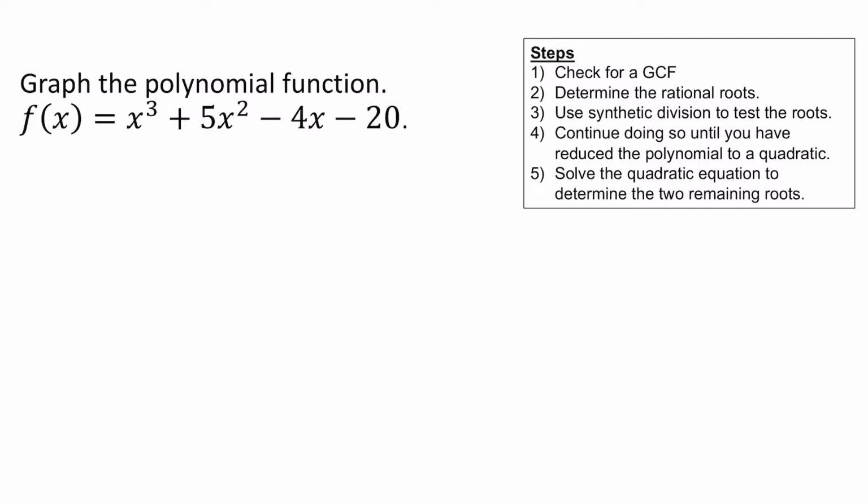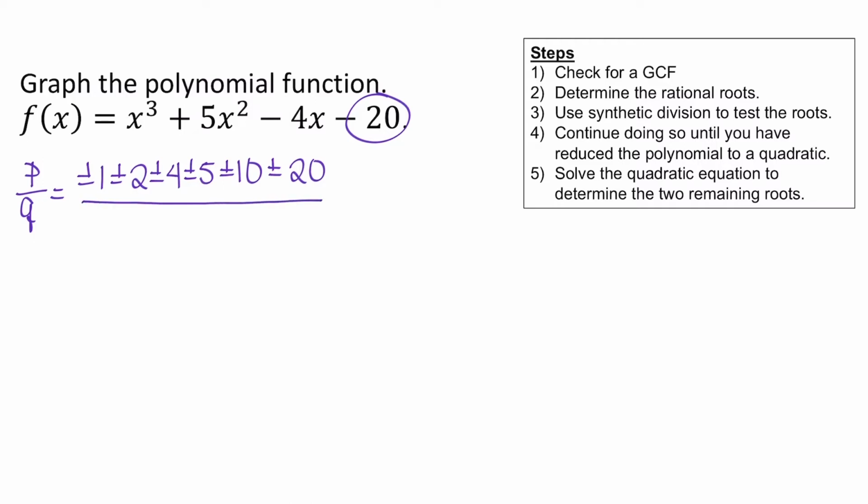So now we're going to determine the possible rational roots. I'm going to do my p over q. The possible factors of 20 are plus or minus 1, plus or minus 2, plus or minus 4, plus or minus 5, plus or minus 10, and plus or minus 20. Then we're going to do the possible factors of q. Well, there's no leading coefficient, so remember there's an implied 1 right there. So that's just going to be plus or minus 1.